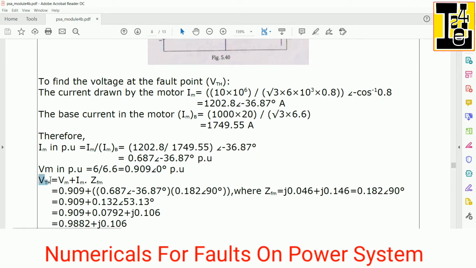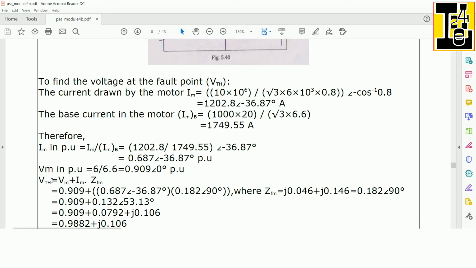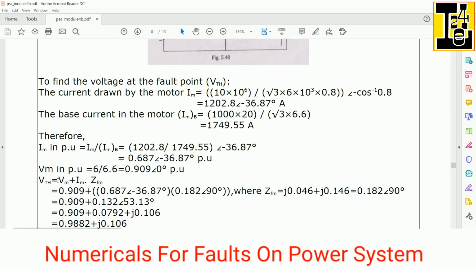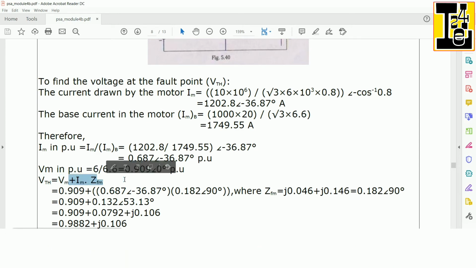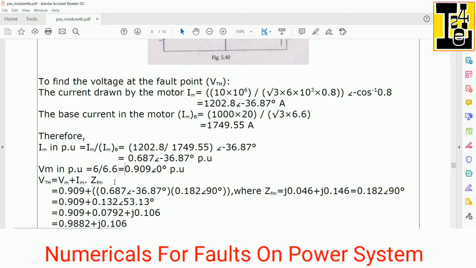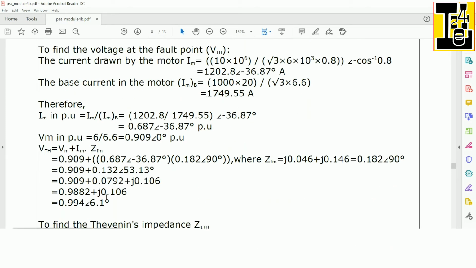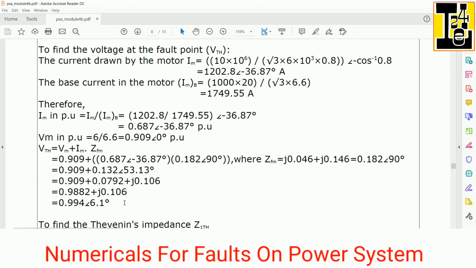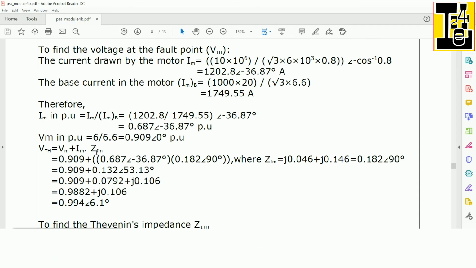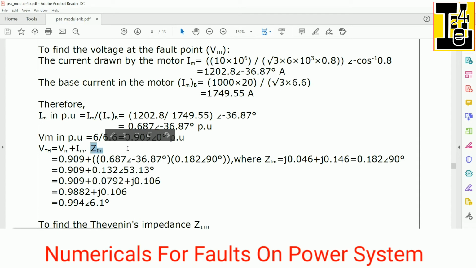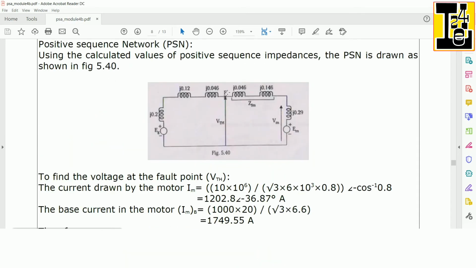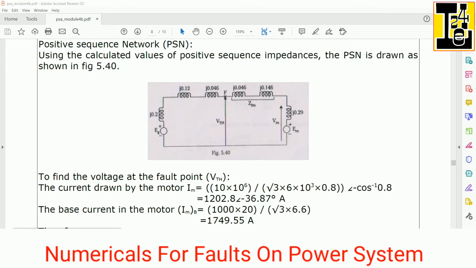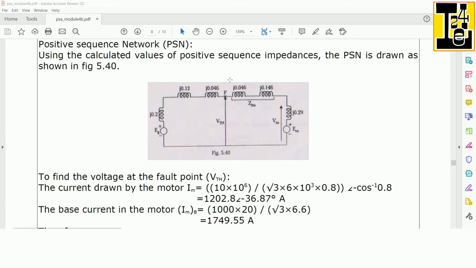Finding the V Thevenin, that is the pre-fault voltage at the fault point in the PSN network, is equal to VM plus IM into ZFM. Substituting all the values, we will get V Thevenin is equal to 0.994 at an angle 6.1 degrees. Here ZFM is the fault impedance. ZFM can be calculated from this point to this point, which is shown here.